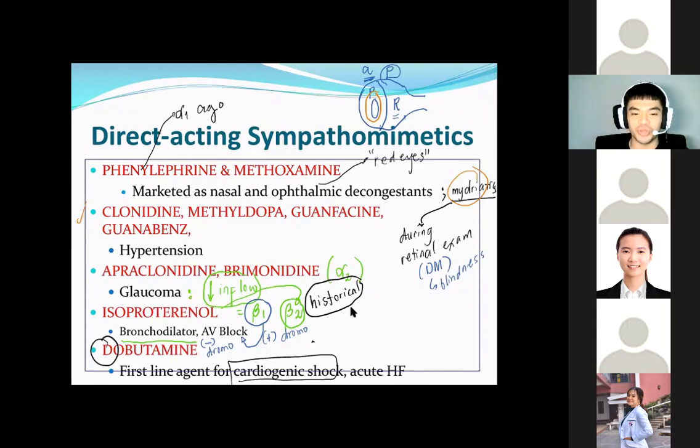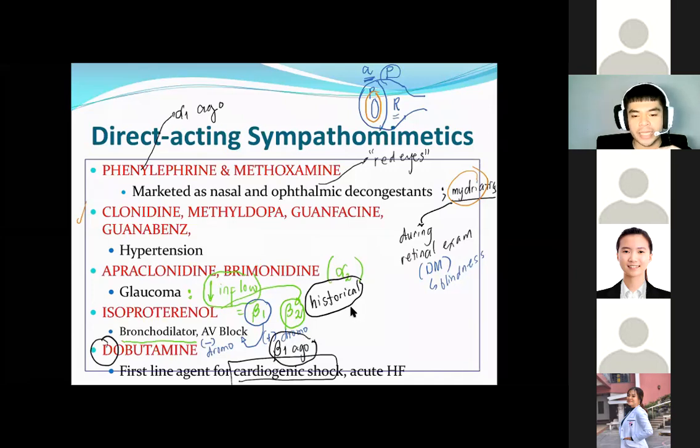So halimbawa, dobutamine. Okay? So for dobutamine, this is the first-line agent for cardiogenic shock. Nabanggit natin earlier na pag cardiogenic shock, this is hypotension caused by what condition? Is it allergic, is it infection, or is it heart failure? Heart failure. Okay, so very good. So it's heart failure. Ang dobutamine ay isang beta-1 agonist. Okay, this is a beta-1 selective agonist.